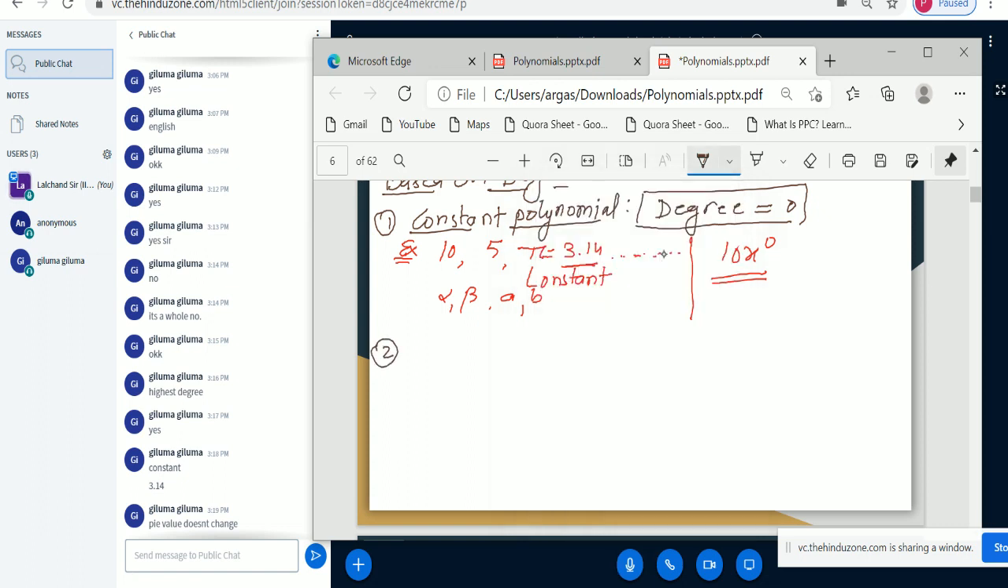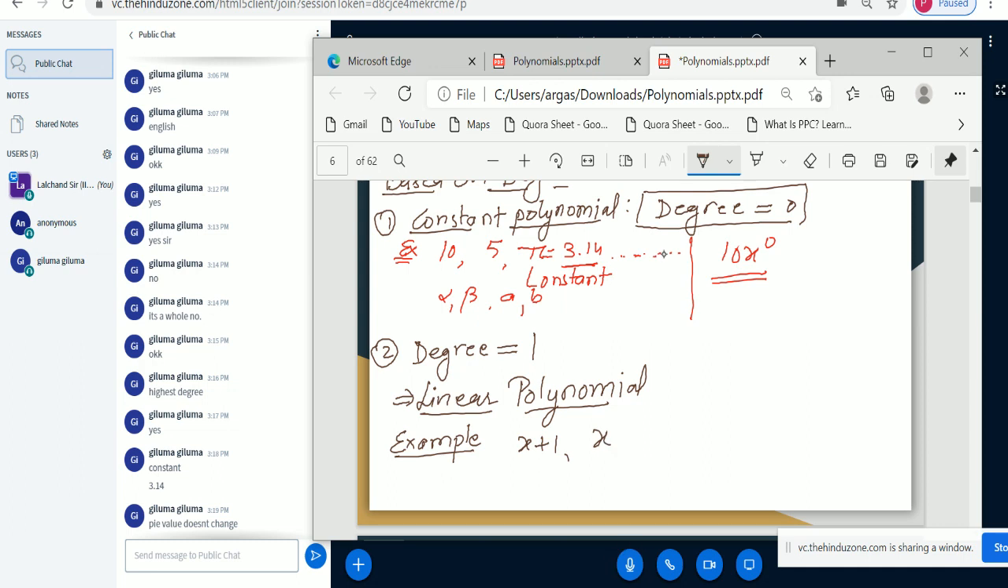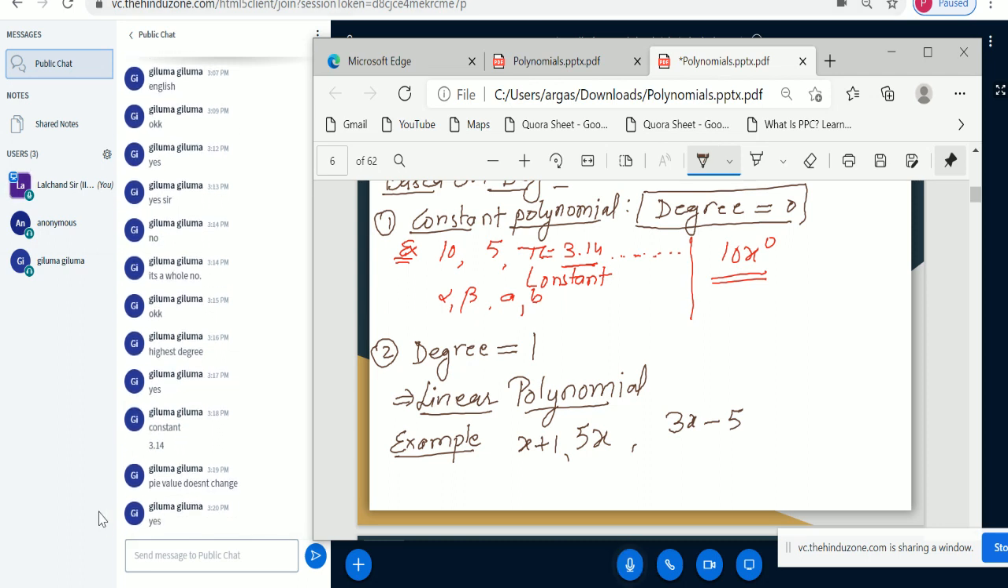Second is if degree equal to 1. If degree equal to 1, we call that a linear polynomial. Okay, some examples like x plus 1, simply x into 5. Okay, like 3x minus 5. All these are linear polynomials. Okay, are you getting what you mean by linear polynomial?